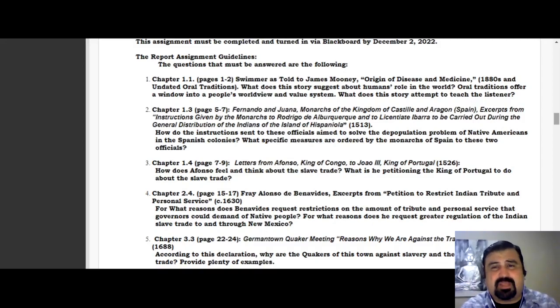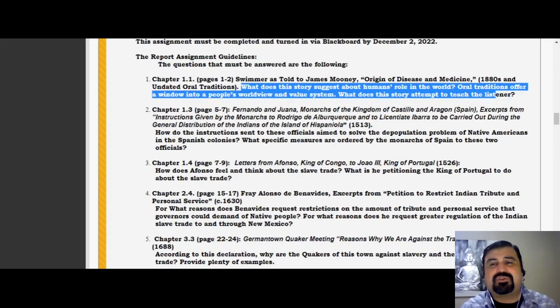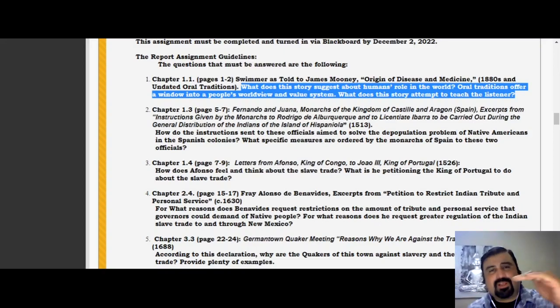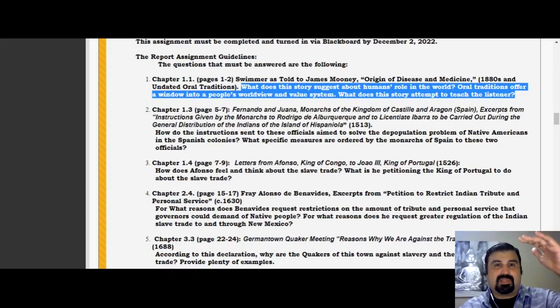Now the answers for each document must be a page each. Now, let me rephrase that. For every document, let's say this document right now, Origins of Disease and Medicine, that's the first document that you have to read. The answer to those questions that you see there must be a page, not a page for each question, but the whole set of questions as a whole. Again, the answers must be a page, double space.